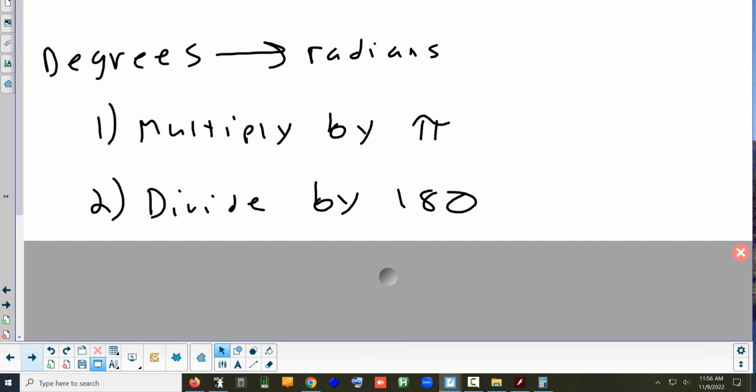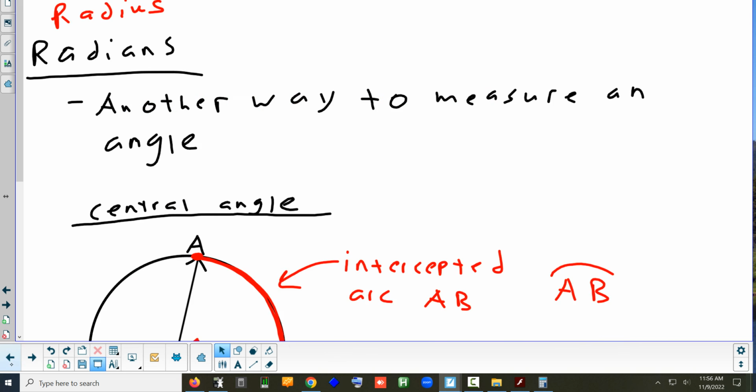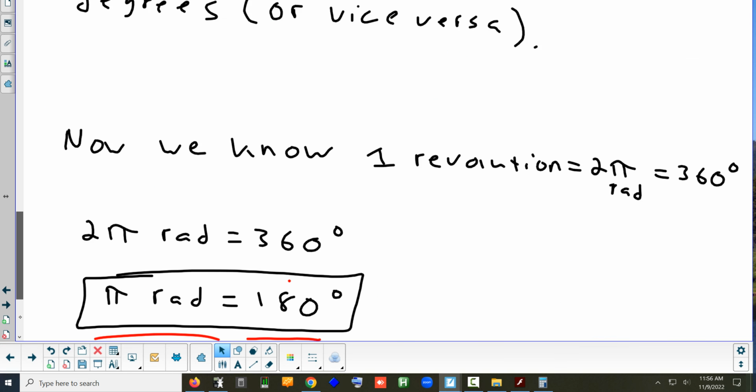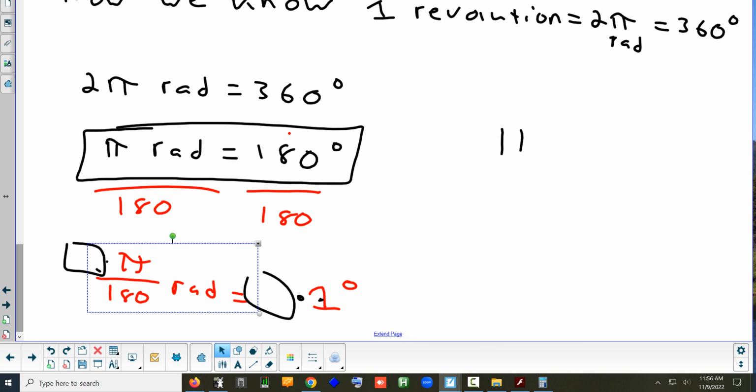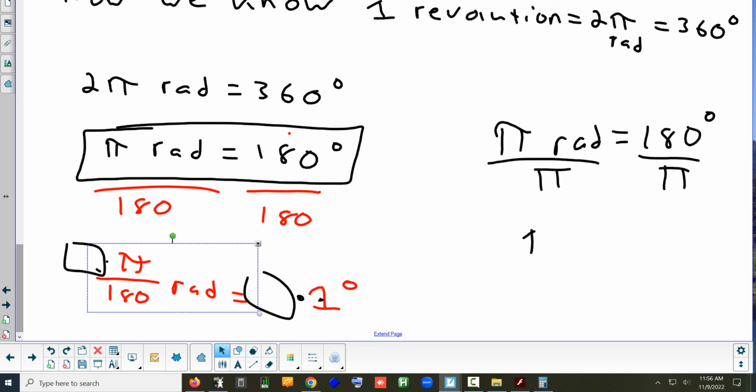Now, let's go back to our formula one more time. So multiply by pi, divide by 180. Let's look at it again. This time, how could I get a 1 on the left side? Divide by pi. So now it says 1 radian equals 180 over pi degrees. So it's like 57 roughly.